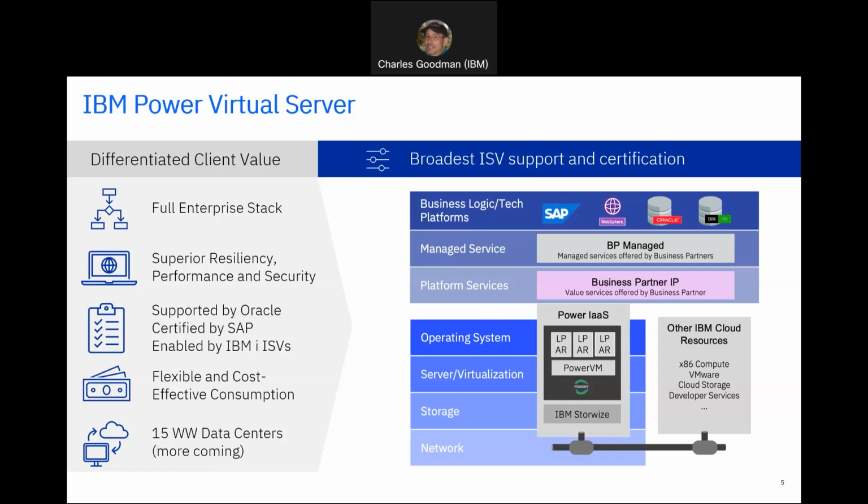And we actually have 16 data centers around the world. So we're the largest Power Cloud in the world. And we have data centers in every single geography, including 5 data centers in the US, several data centers in Canada, down in Latin America, Europe, and over in Asia Pacific.